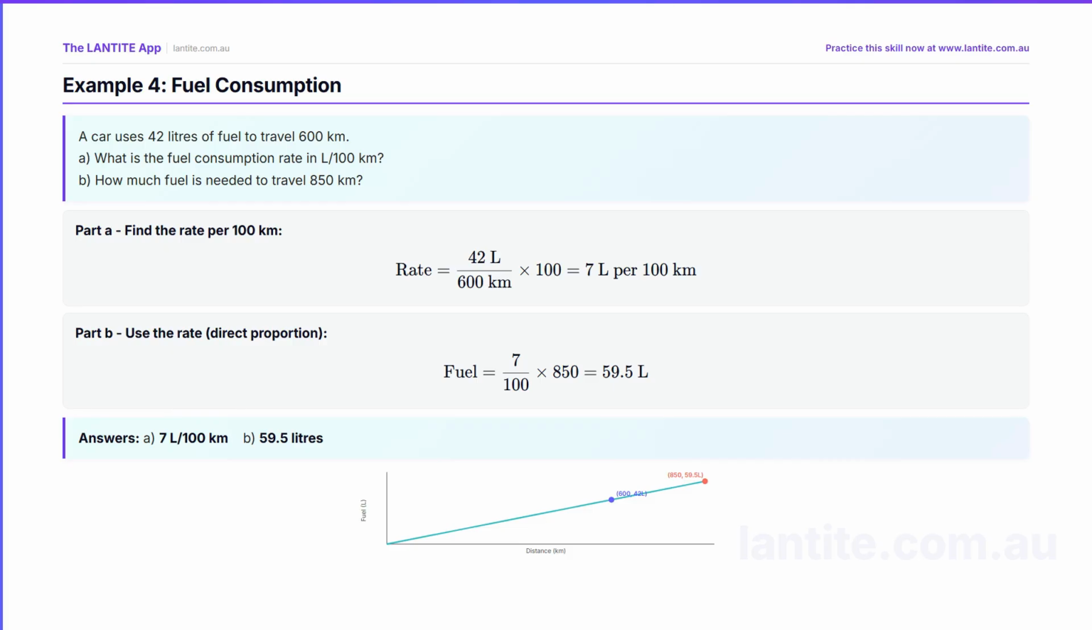For Part B, we use this rate. 7 liters per 100 kilometers means 0.07 liters per kilometer. Multiply 0.07 by 850 to get 59.5 liters. This is direct proportion. More distance means more fuel.